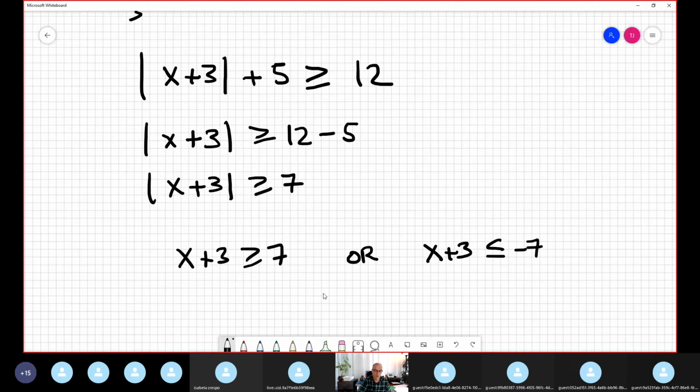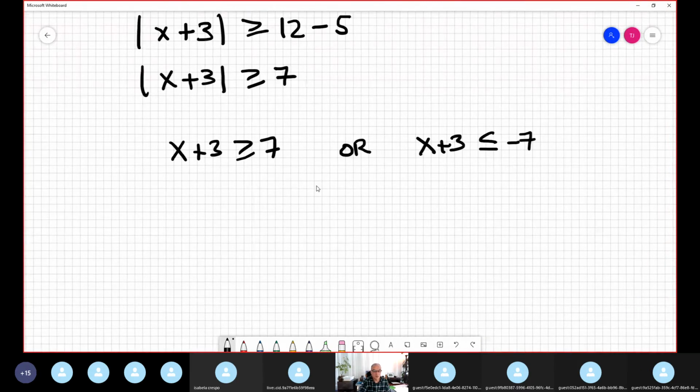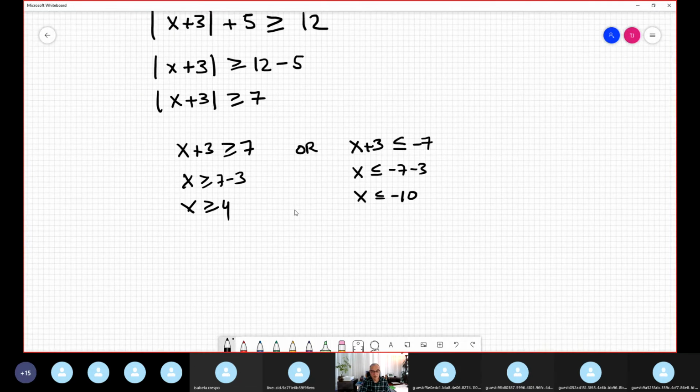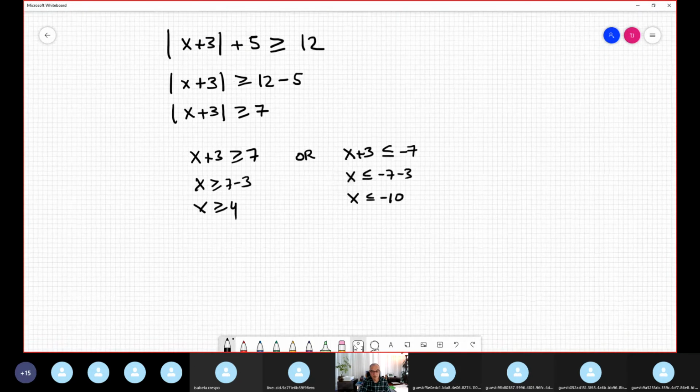Okay, let's solve it separately. x greater than or equal to 7 minus 3, x greater than or equal to 4. I copy this answer. And x less than or equal to negative 7 minus 3, which is negative 10. Okay. I need you to understand this answer much better. Well, okay, I represent it graphically.